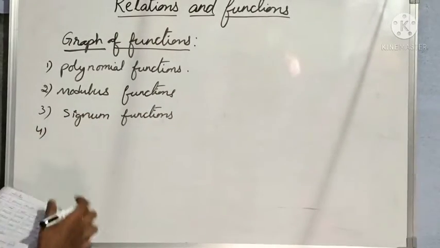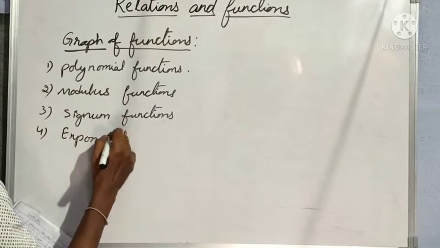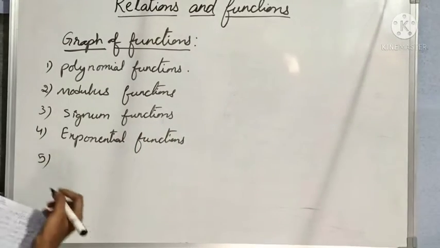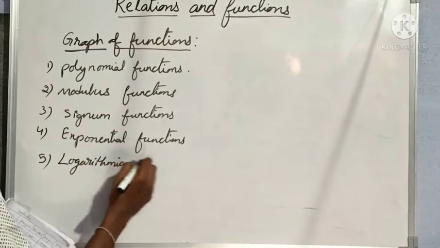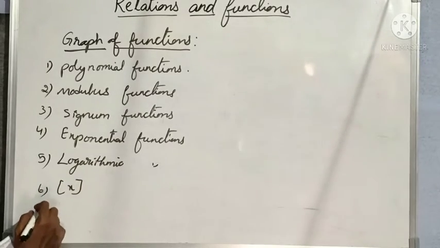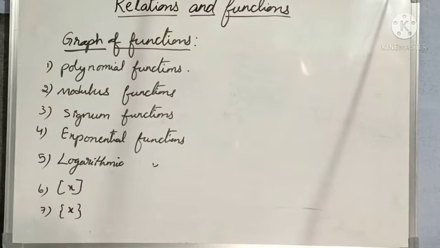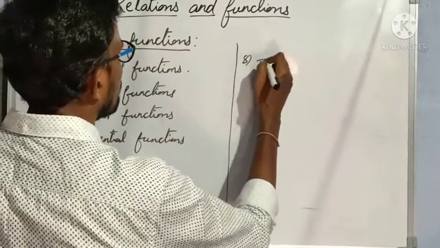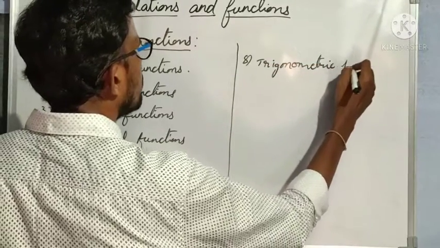Next, the fourth one is exponential functions. Fifth one is logarithmic functions. Sixth one is greatest integer. Seventh one is least integer. And the eighth and last one, trigonometric functions. So all these functions we have to discuss.